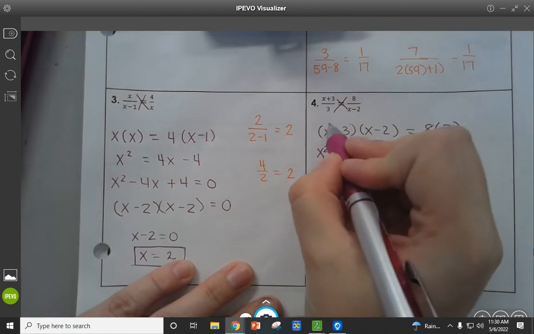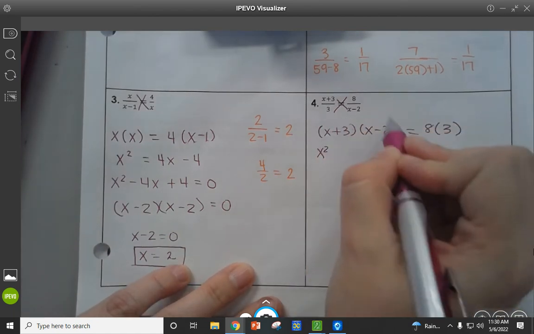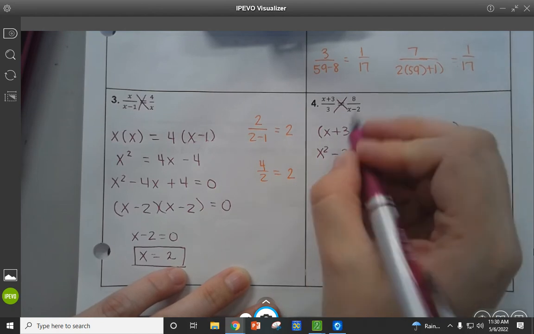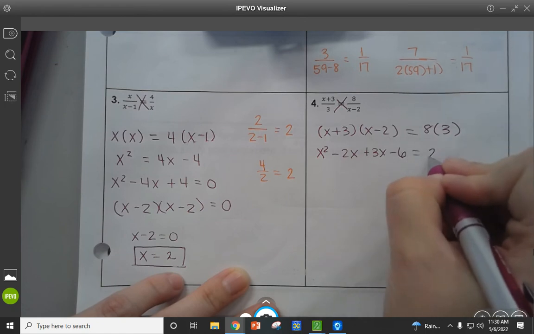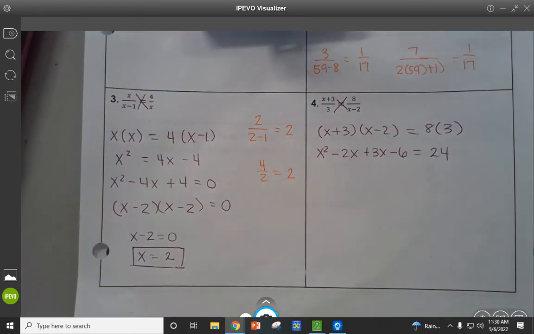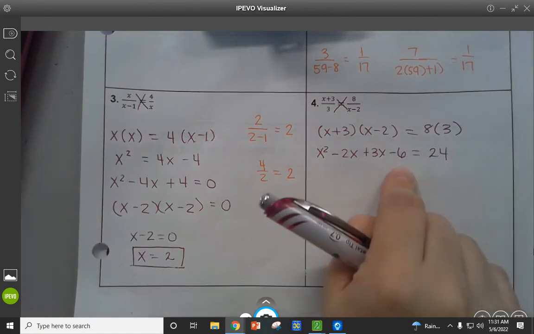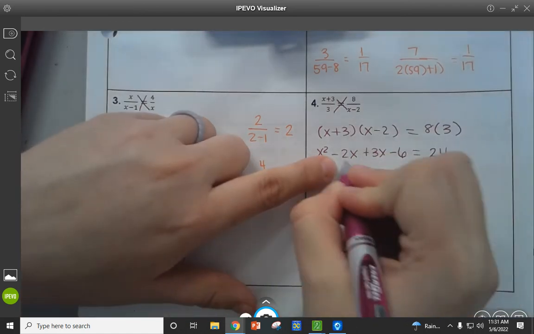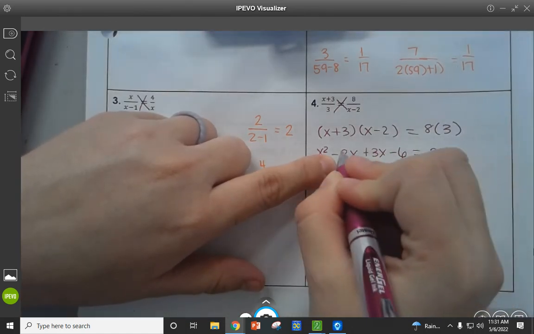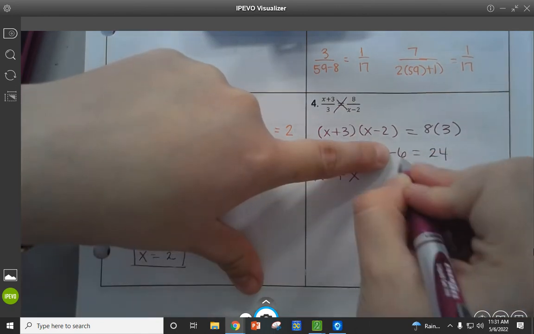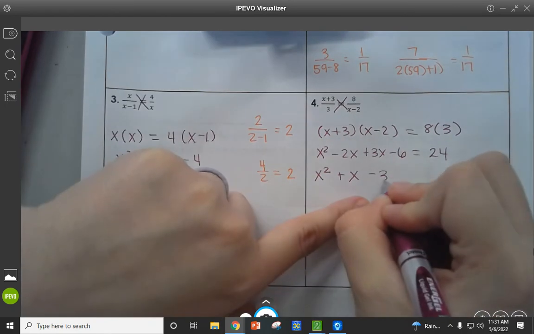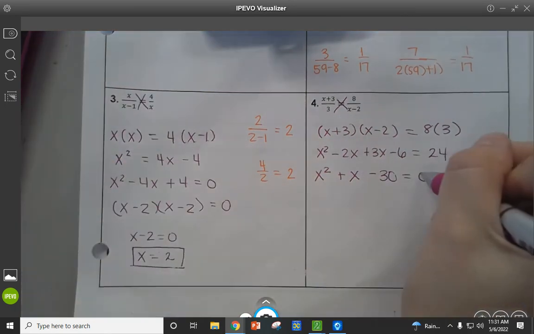So we get x squared. We're going to FOIL first. Outside will be negative 2x. Inside will be plus 3x. And then negative 6 equals 24. If I subtract this 24 over, I'm going to have x squared. These are like terms, so this would just be plus 1x. And then negative 6, if I subtract the 24, it's going to be negative 30. Equals 0.